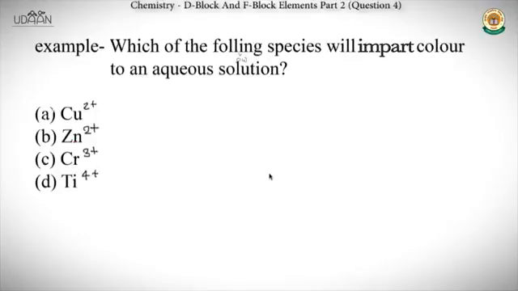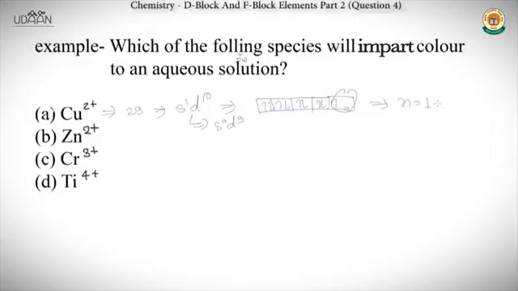Okay, so in this question, you have to find which of the following given species will impart color to an aqueous solution. A is Cu2+. Cu has an atomic number of 29, and its configuration is 4s1 3d10. After removing 2 electrons, this will become 4s0 3d9. Its d subshell will look like this: 1, 2, 3, 4, 5, 6, 7, 8, and 9. So one unpaired electron will be there, and n equals 1. So it will be a paramagnetic species and it will impart color to the solution.